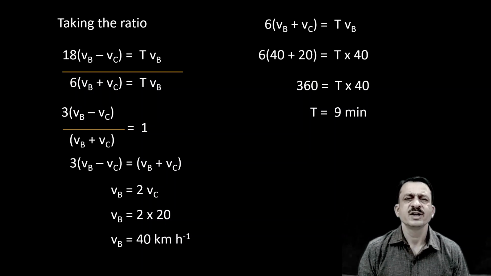That means for every 9 minutes a bus is leaving from both the cities in both directions with a velocity of 40 km per hour. Now like this we will solve these problems.